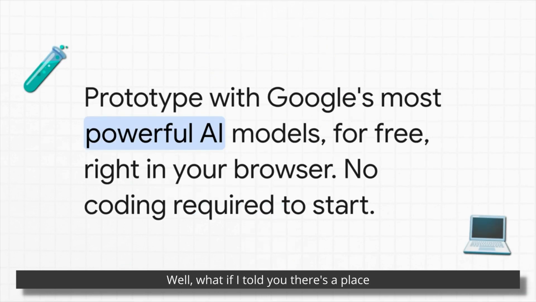Well, what if I told you there's a place to do exactly that? A creative space where you can directly play with and shape Google's Gemini models. And you can do it for free without leaving your web browser. It's called Google AI Studio. And it's less of a black box and, well, a lot more of a launchpad.